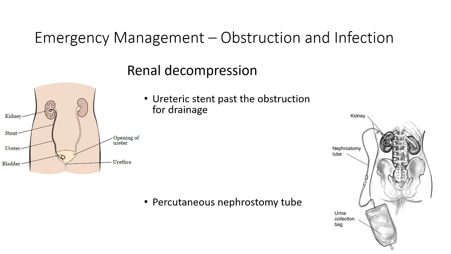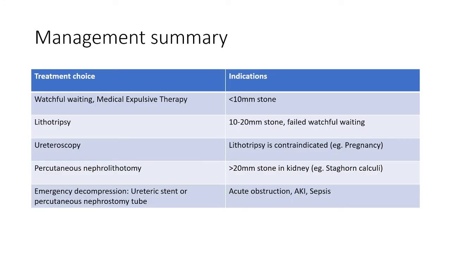When there are complications, including obstruction, AKI, or sepsis, as well as severe unmanageable pain, then immediate renal decompression should be performed. There are two ways to do this. A ureteric stent can be placed past the obstruction at the ureter, or a percutaneous nephrostomy tube can be connected to the kidney to allow drainage. I have included this table here as a summary of all the treatment choices and their indications.